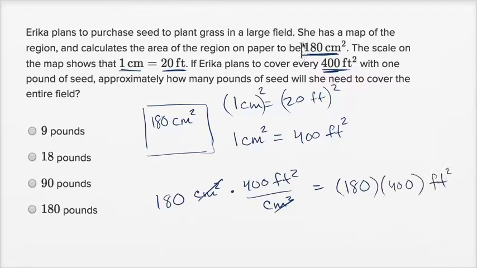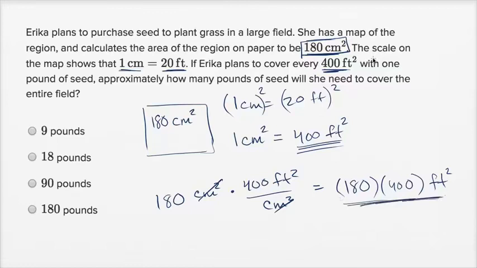And that makes sense. The region on paper was 180 square centimeters. Each square centimeter is equal to 400 square feet in reality. So for each of those square centimeters, it's going to be 400 square feet. So it's 180 times 400. So this is the area in square footage of the actual field.